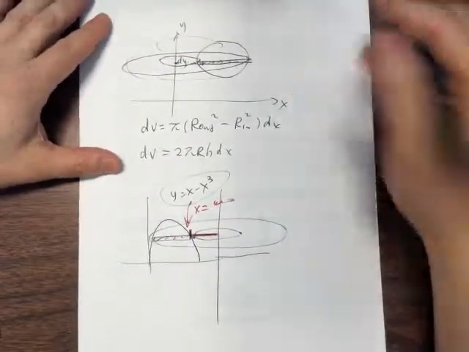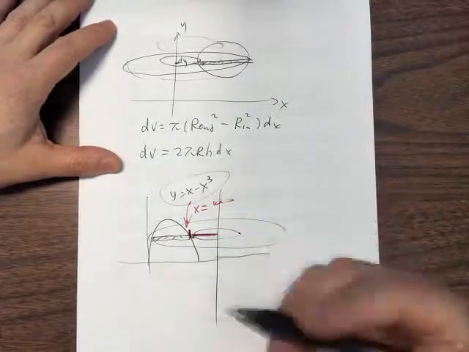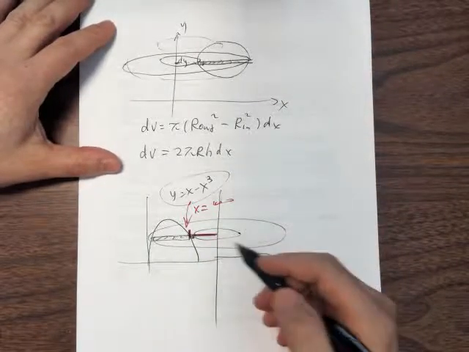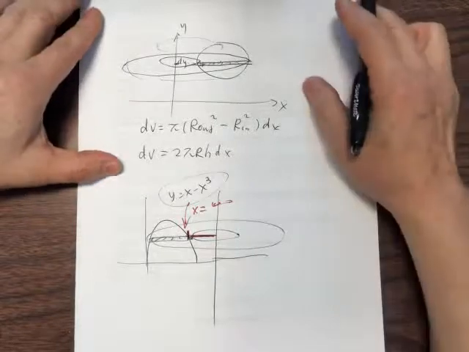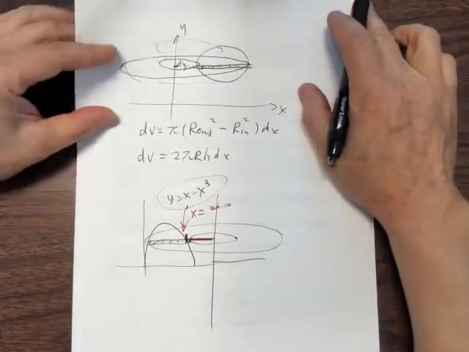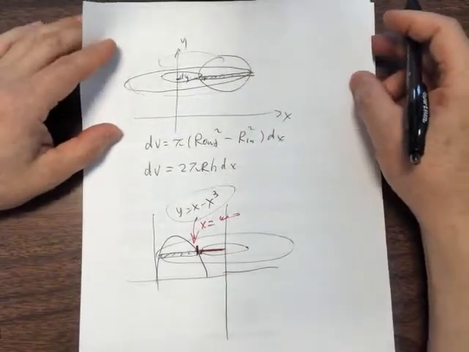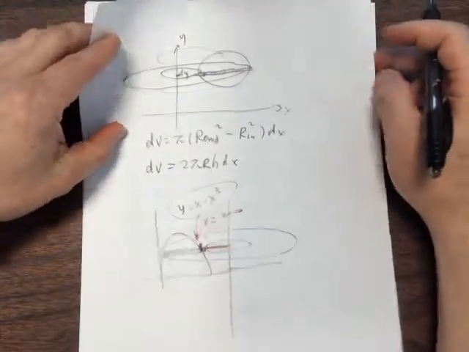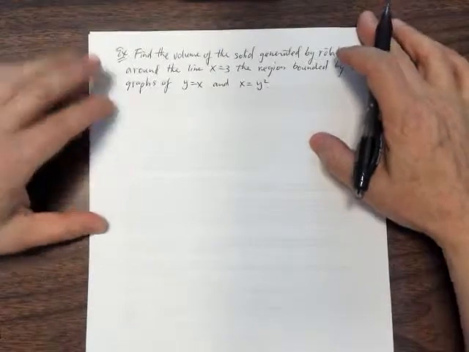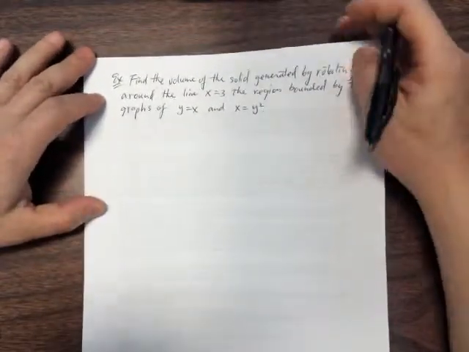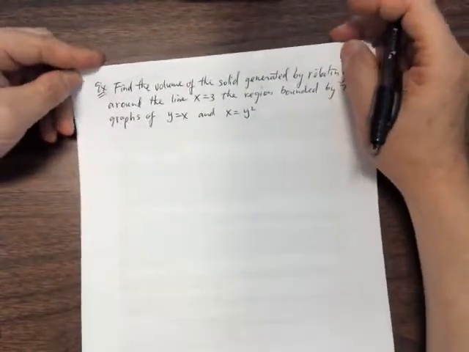And it's true too, sometimes the problem, you can only use the washer method to do it, not the cylindrical shell method. That's why we need to learn both. Now, to conclude this lecture, let's just see one more example where we're going to use the cylindrical shell method.